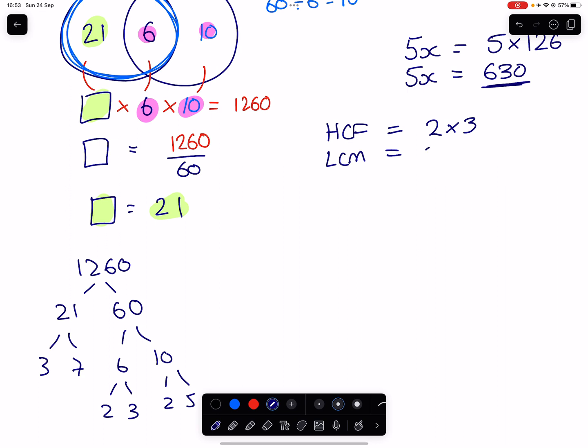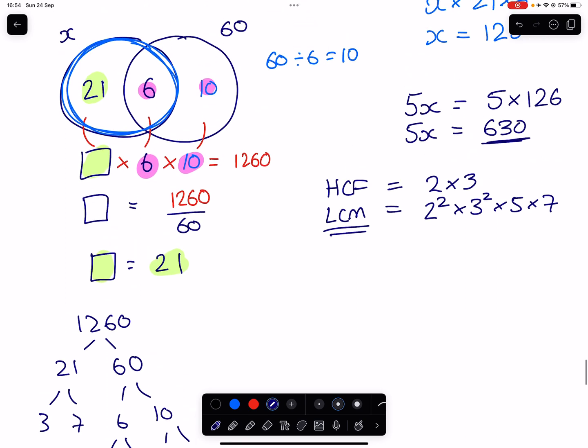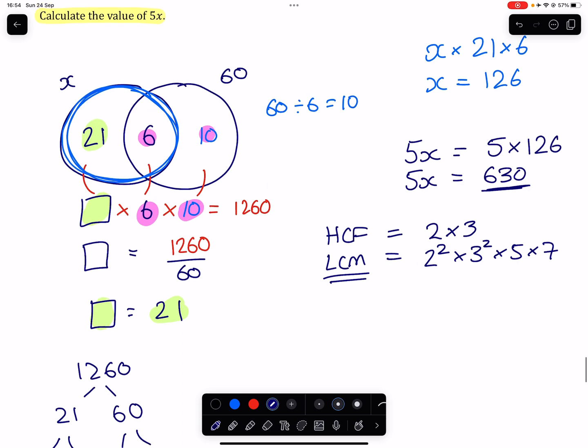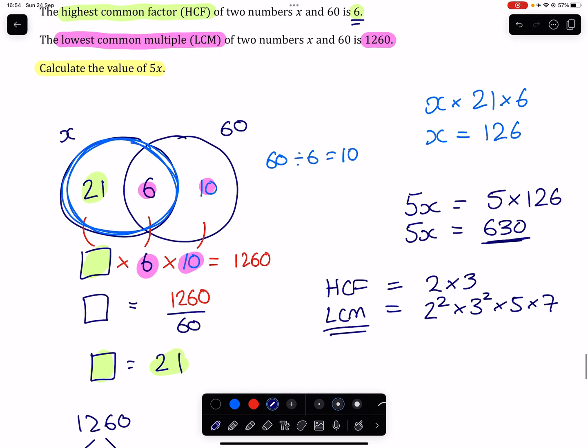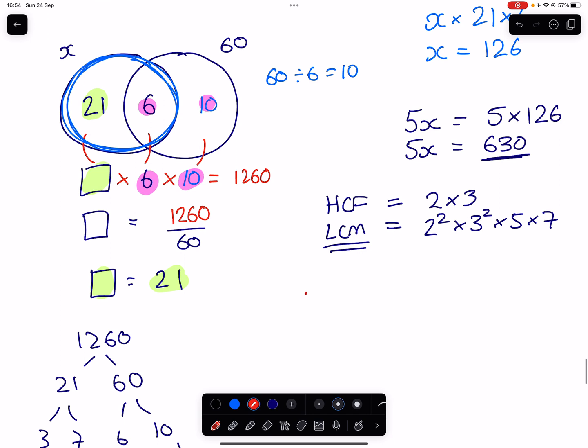Writing them in a row, we're going to have 2 squared times 3 squared times 5 times 7 for our lowest common multiple. Now, our lowest common multiple is all of the prime factors, taking what wins out of the 2s, what wins out of the 3s, what wins out of the 5s, and so on and so forth. When we look at the number 60, we can see how it was involved in the figuring out of the LCM and HCF. 60 being 6 times 10, which is 2, 3 and 2, 5. So it gives us the following: 2 squared times 3 times 5.